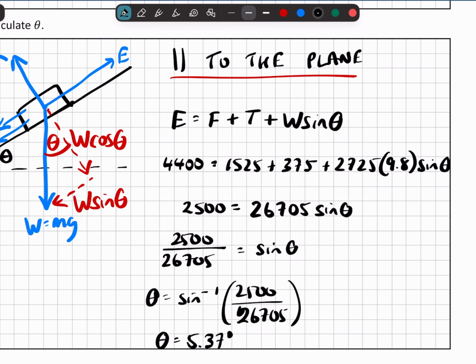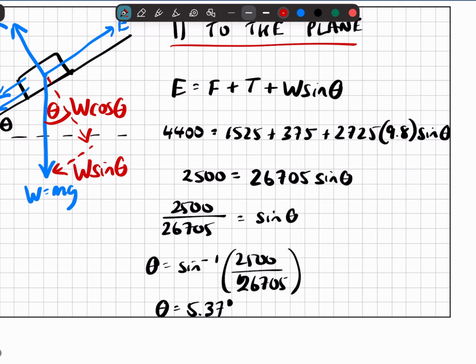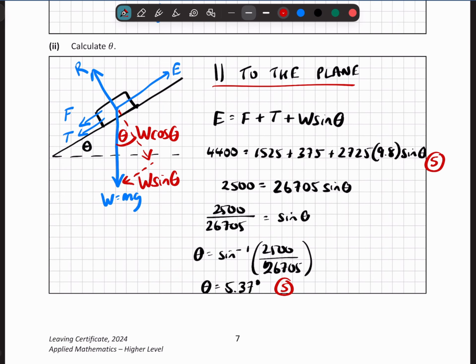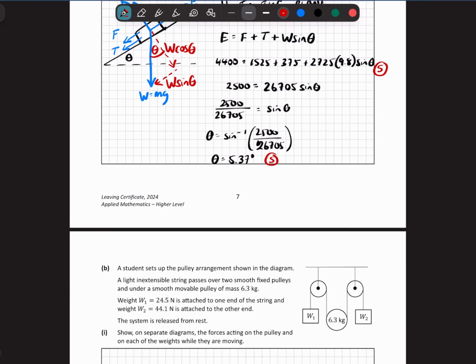Taking a look through the mark scheme as well, where are you getting the marks here? Well, you're getting 5 for getting to this stage, realizing plugging in the values correctly, and you're getting 5 for getting down to here. That's the end of A part 2.